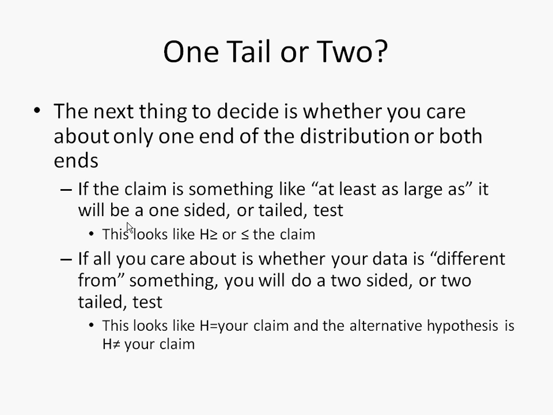Now, if all you care about from your data is whether it is different from what it used to be, bigger or smaller, then we have what's called a two-sided or two-tailed test. And our null hypothesis will have the equals sign, and our alternative hypothesis is simply that it is not equal.